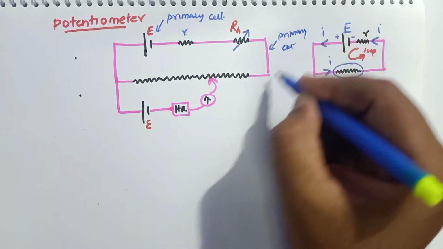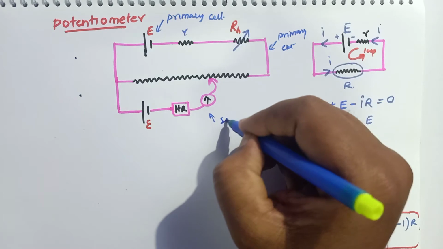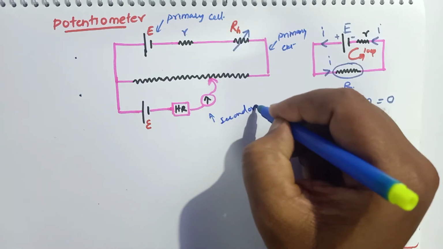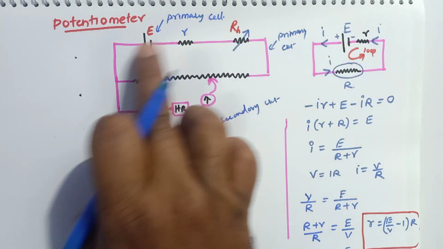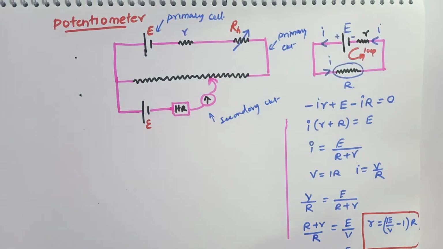This is a primary circuit, and this is called a secondary circuit. This is completely the secondary circuit. This is going to be the primary circuit. So the same thing you are going to do here.